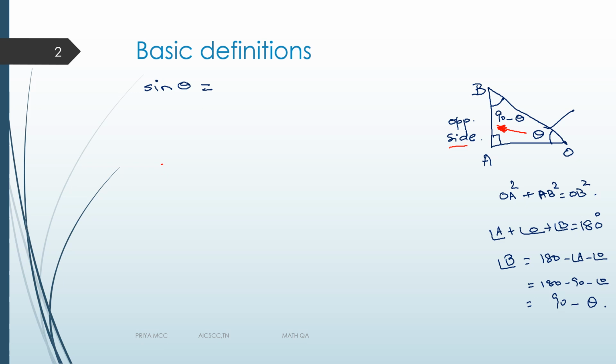Now this side next to your theta is adjacent to the theta. It is near the theta. We call this the adjacent side. This would be the opposite side by the hypotenuse. What do I mean by hypotenuse? It's the longest side. This is my hypotenuse.